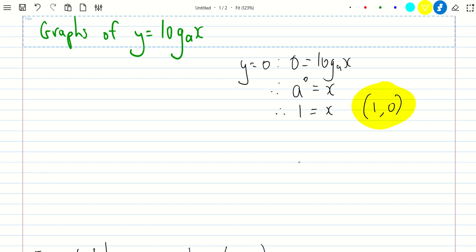The other important point that it will go through is when x is equal to a. When x is equal to a, then y will be equal to log base a of a, and a to the power 1 is equal to a, so log base a of a is 1. Therefore the point (a, 1) will always be on the graph also. Those are the two key points that we're always going to know.